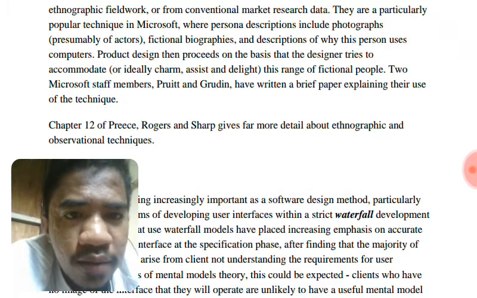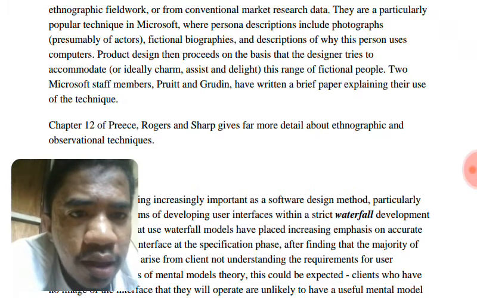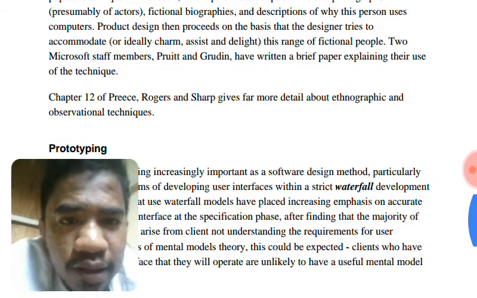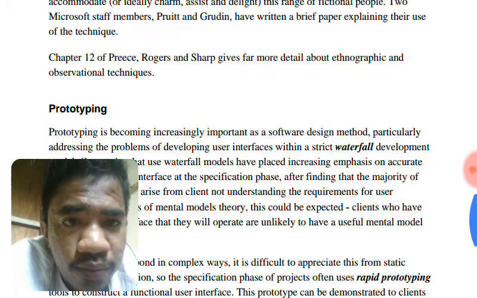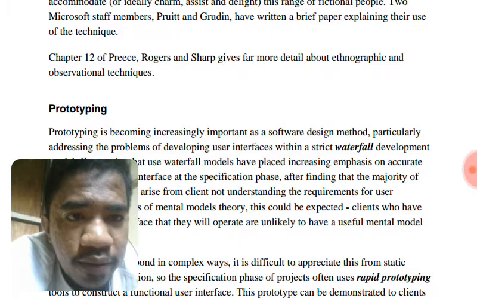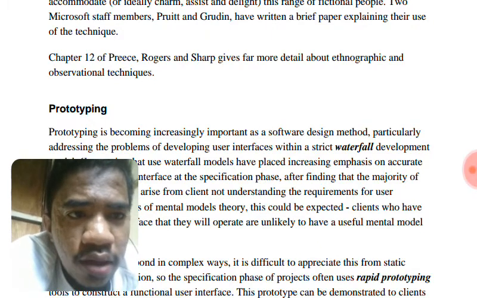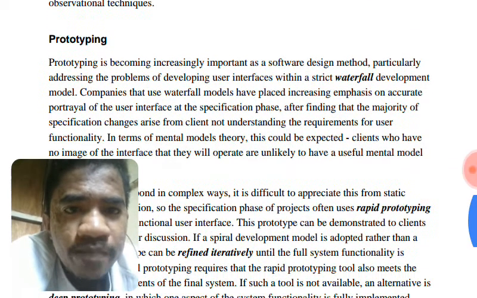Two Microsoft staff members, Pruitt and Grudin, have written a brief paper explaining the use of the technique. Chapter 12 of Preece, Rogers, and Sharp gives far more detail about ethnography and observation techniques.